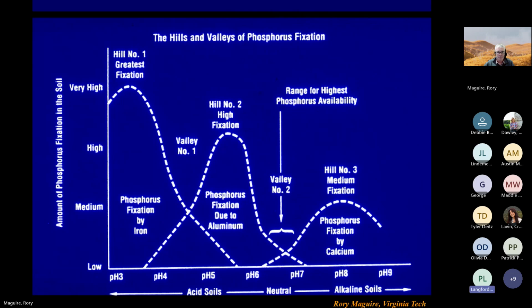And that's showing this optimum range here. You can see the three different peaks, specifically two on your left-hand side is your acidic soils, and then on the right is your alkaline soils. And then you've got that sweet spot in between 5.5 and 6.5, where phosphorus is most readily available. Next slide, please.